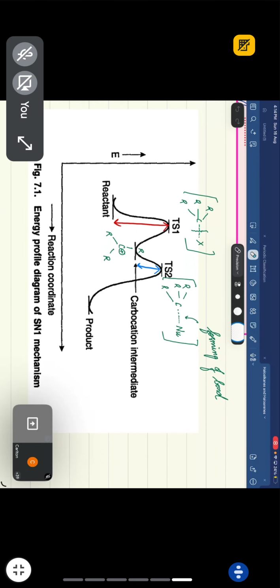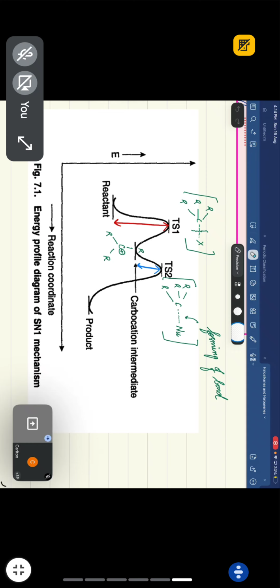Showing more amount of energy. Yes, they are showing more amount of energy as compared to reactant and product. No, but the transition state is even worse. Intermediates are unstable. That's why they have a higher energy, lower only as compared to TS1 and TS2.